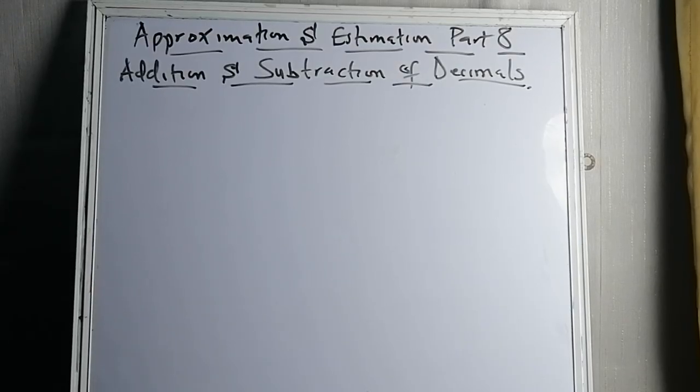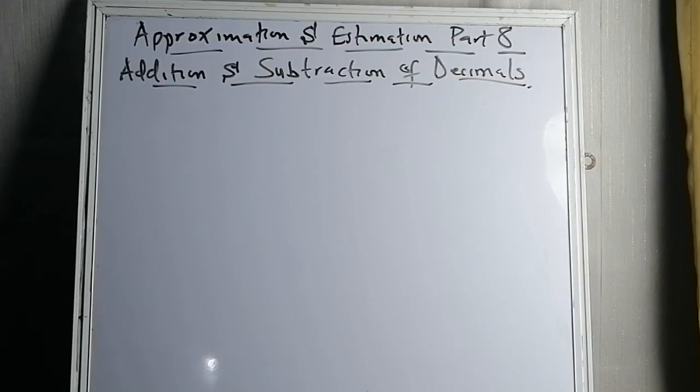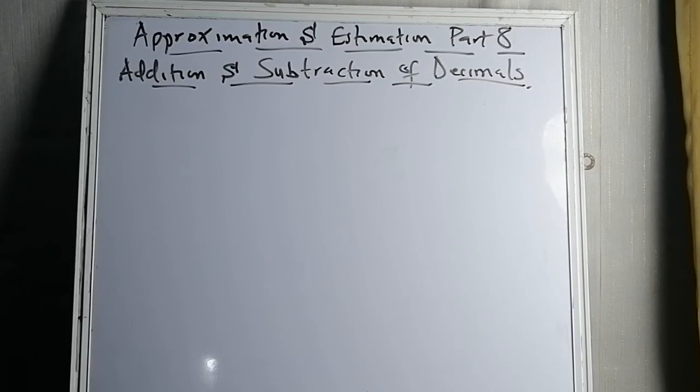This is approximations and estimations part 8. This is addition and subtraction of decimals. We have to be straightforward here, so they can be done without using a calculator, either in an entrance exam or in our classes, or perhaps in the JAM, where we should add this without using a calculator.